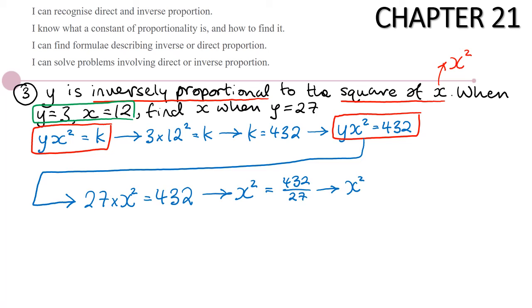Let's see what we get for x squared. Hopefully it's a nice number. 432 divided by 27. 16. So x squared is 16. So to find x, I square root, so x equals 4, so there's my final answer.